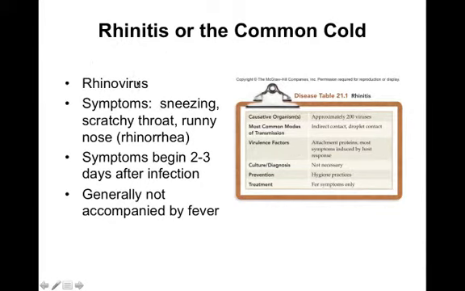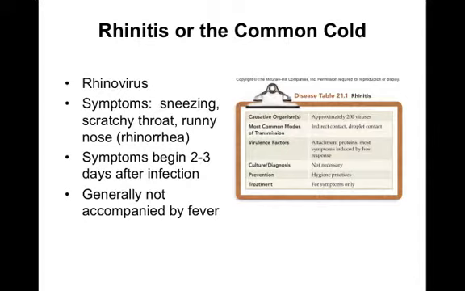It's caused by rhinoviruses. Most people, I'm pretty sure there isn't a person around who's never had a cold. Basic symptoms are just sneezing, scratchy throat, runny nose, rhinorrhea, which is just constant dripping in the nose. Symptoms begin 2 to 3 days after infection. Generally you don't have a fever. This is what distinguishes it from the flu.